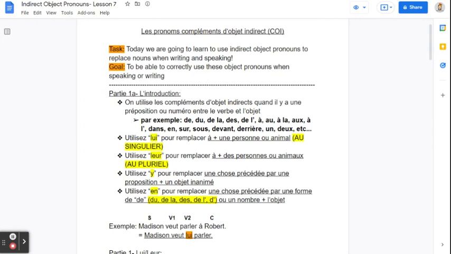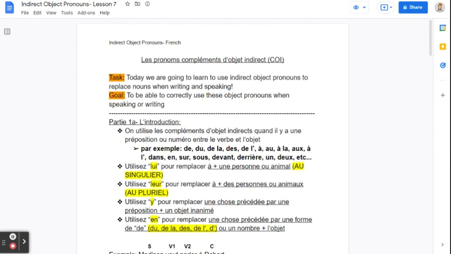So we're going to be using lui to replace à plus a person or an animal, and this is for singular. And we use leur to replace à plus some people or animals, so this is plural. We use y to replace a thing that's preceded by a preposition, an inanimate object, or an object that is not living. And we use en to replace a thing preceded by a form of de. So, for example, du, de la, de l', or d', or a number and an object.